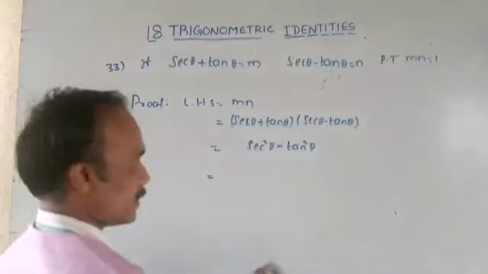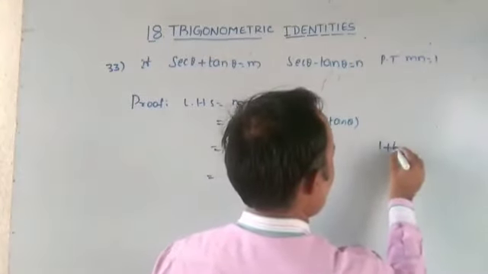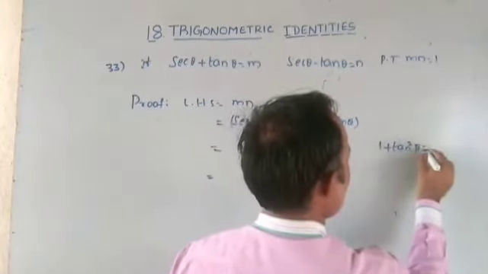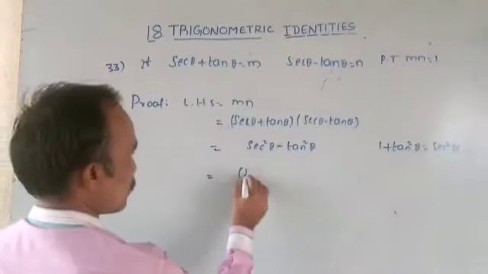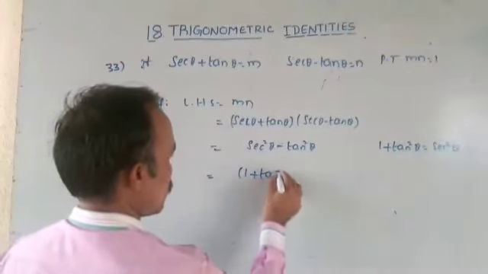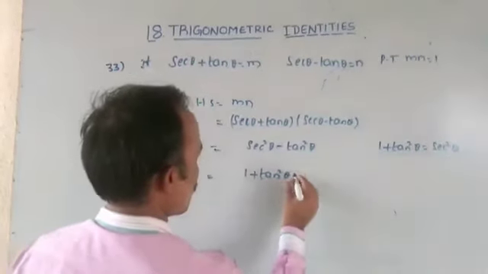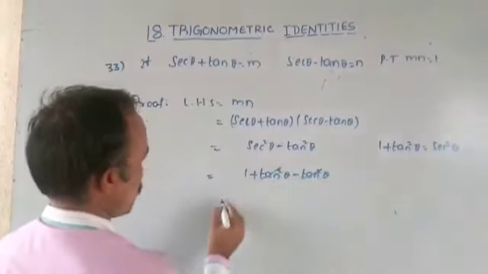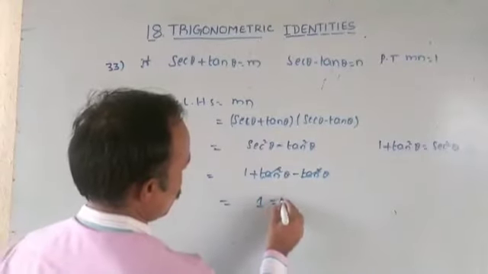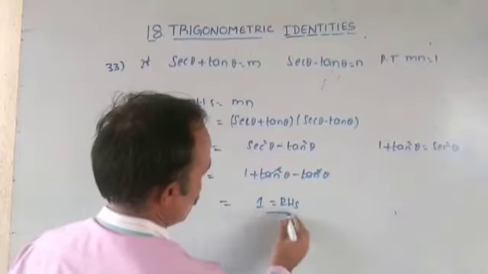Again, by using the identity 1 plus tan square theta is equal to secant square theta, here you replace secant square theta with 1 plus tan square theta, minus tan square theta. So tan square theta gets cancelled, and it is equal to 1. So this is equal to RHS.